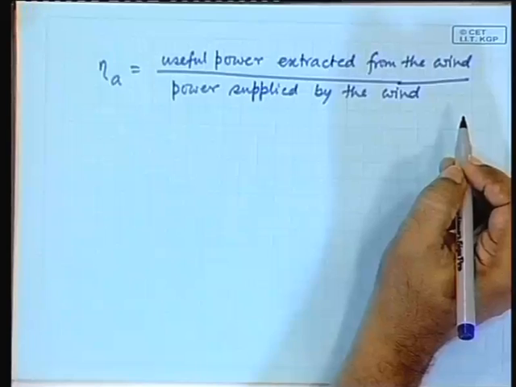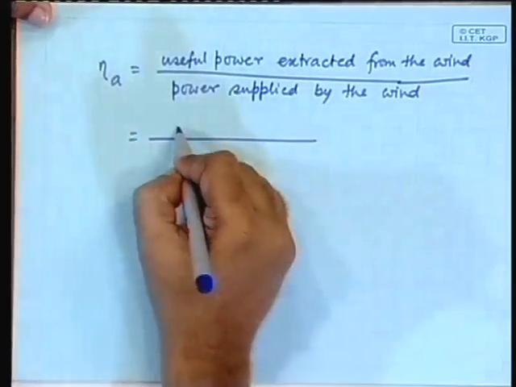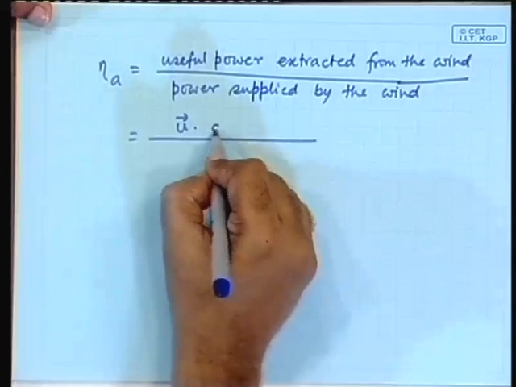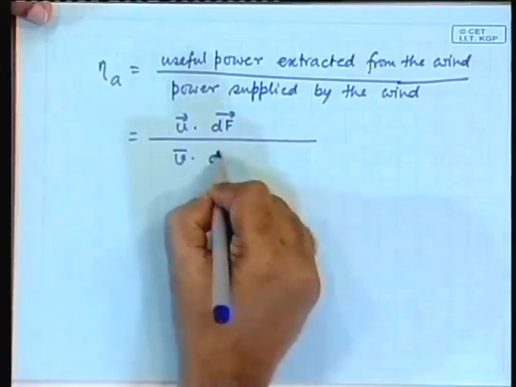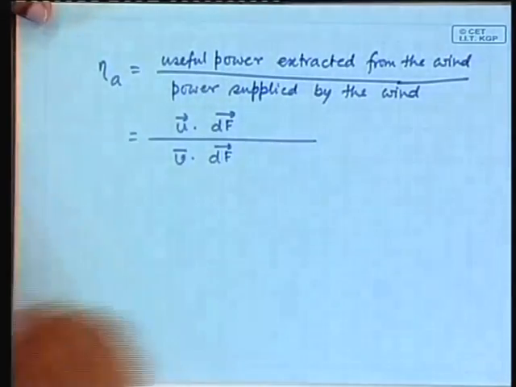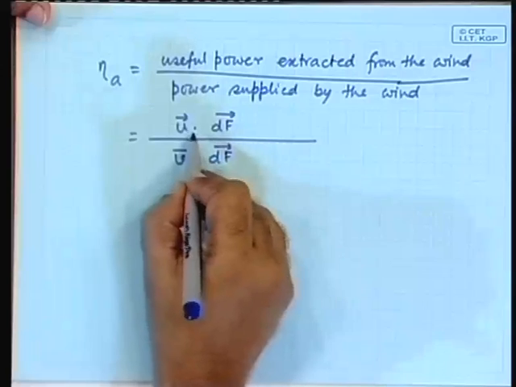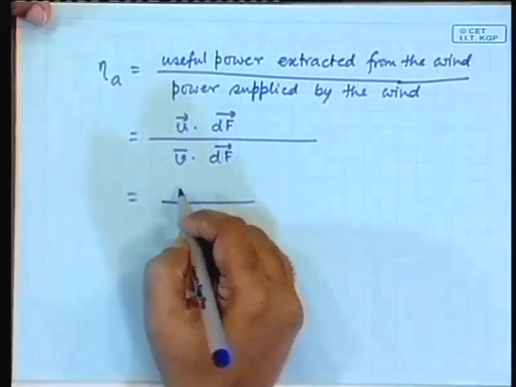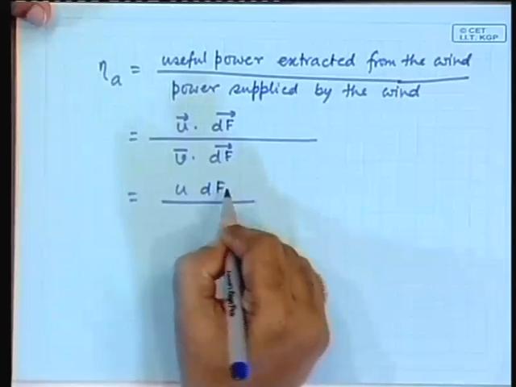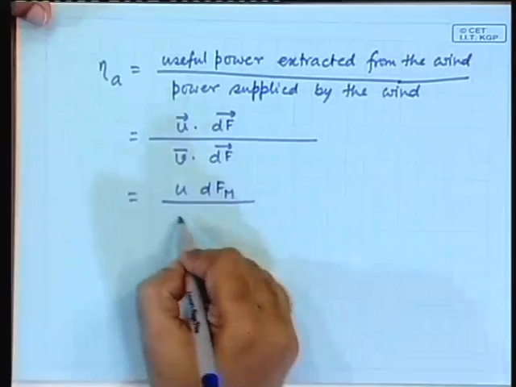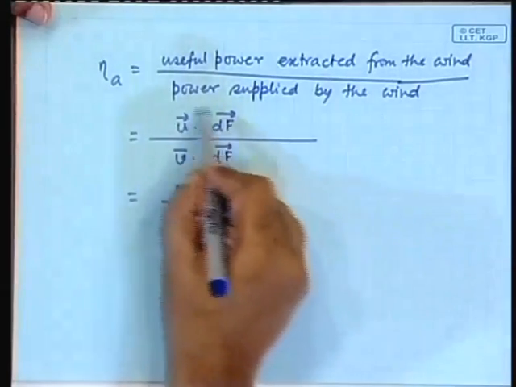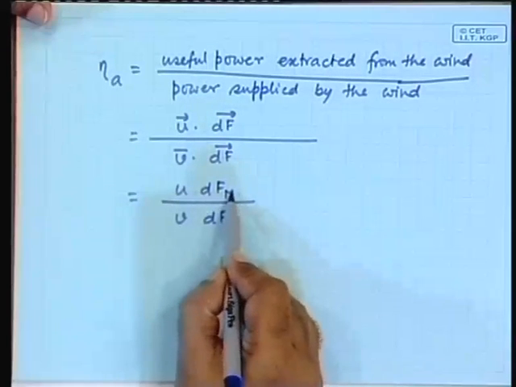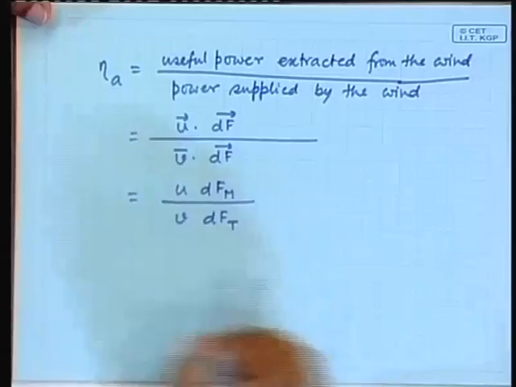Now, how much is the useful power extracted from the wind? It is U as a vector dot product with dF. And how much is the power supplied? That is V dot product dF. If you forget about these dot products, we can write it as U dFm and V dFt. In a dot product you have to take a component, so that component is dFm and this component is dFt. So, you can write it this way.